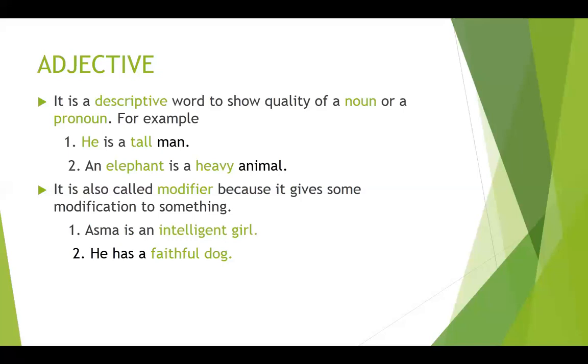Asma is an intelligent girl. Now here, intelligent is an adjective which modifies girl. So intelligent means that we are adding some meaning to a girl. That Asma is not simply a girl, she's an intelligent girl. So we have added some modification here. Second example, he has a faithful dog. Means he is not only a dog, he's a faithful dog. So faithful is an adjective that is a modifier here, adding some meaning to the dog.